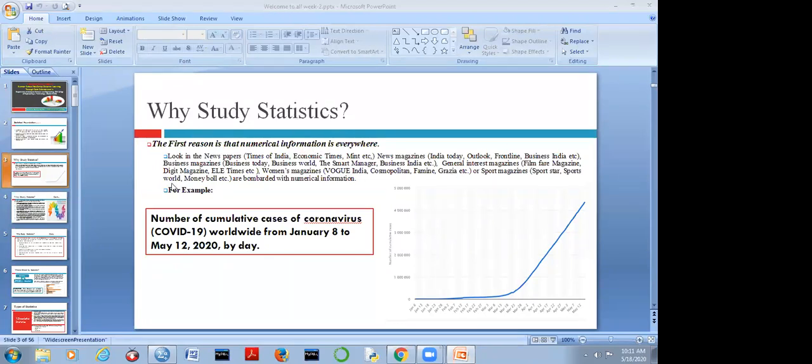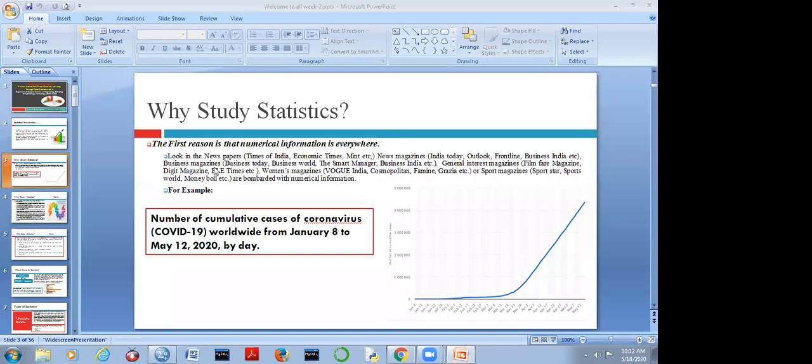You will see, I have quoted some examples. You see the newspapers, for example Times of India, Economic Times, Mint. All newspapers are full of numerical information. Some statistical information is given there. You go for a news magazine, India Today, Outlook, Frontline, Business India, etc. You will see there is a lot of numerical data, numerical information. Data is in statistical form.